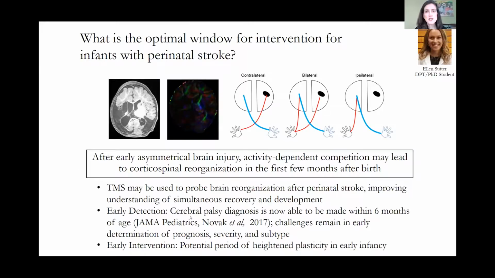So our new frontiers, again, Ellen is describing here, is there the possibility of what is the optimal window for intervention in these infants with perinatal stroke? So TMS might be able to be used to understand and probe reorganization, but now that we can detect cerebral palsy earlier, is there a window there of intervention using non-invasive brain stimulation in a safe and effective manner that could actually optimize the outcomes that are happening for these children, both when they're young and for a lifetime?